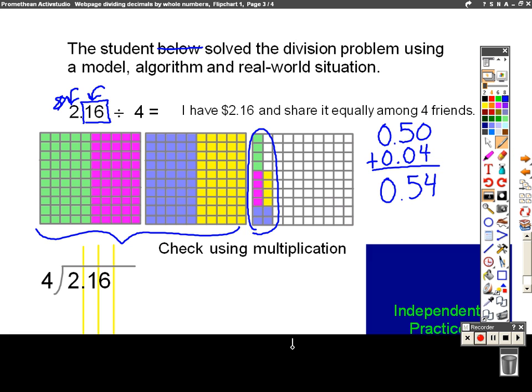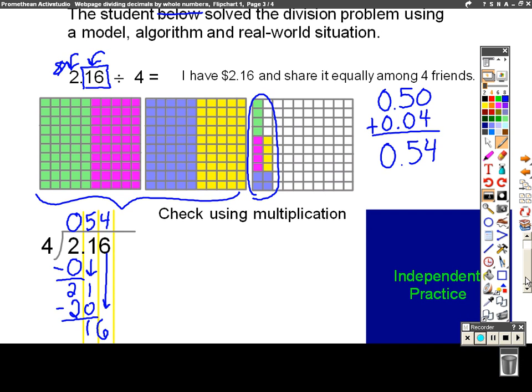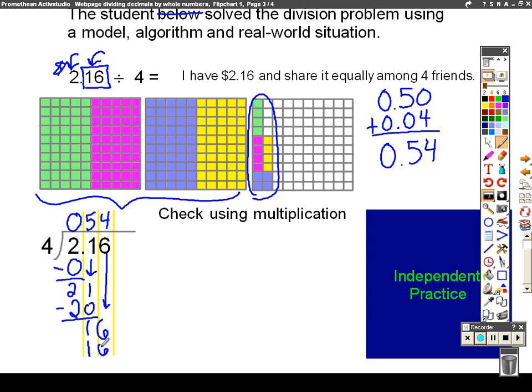Let's check using multiplication. Oops, actually no, let's do it algorithmically first. 4 goes into 2 0 times. 0 times 4 is 0. Okay, I get the same answer. Now let's double check.